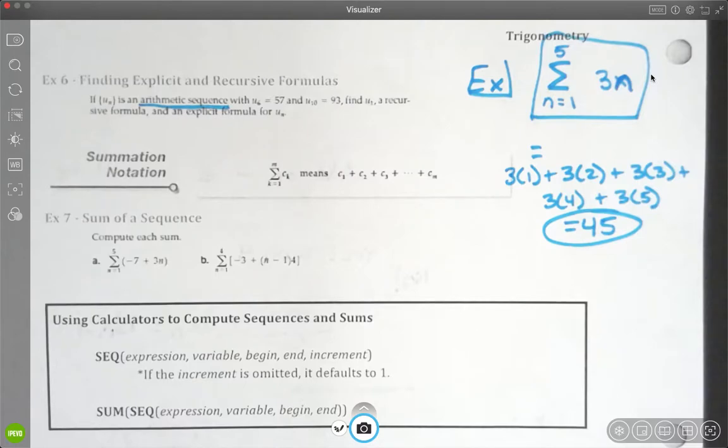Uh-oh, this is where it gets hard. The 6th term is 57, and the 10th term is 93. They don't tell us what the first term is. We're going to have to find it out, okay? But this is arithmetic, which means we're adding a certain number each time. We have to figure out what we're adding each time, right? From 57 to 93, from the 6th to the 10th term. Here's how you do it. When you are plugging something into the explicit formula, whatever you're adding each time is like the slope, right? Can I find the slope of that?